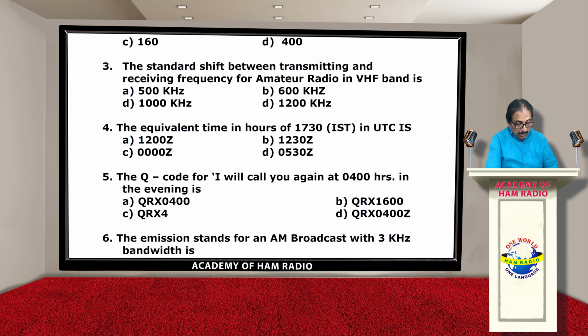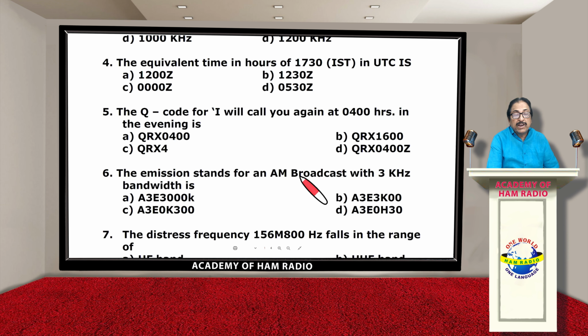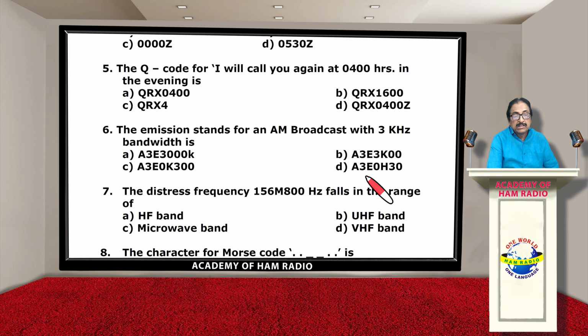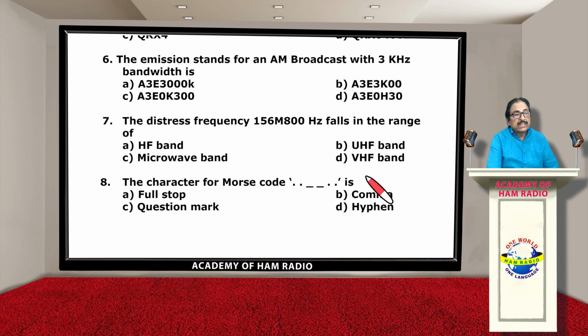Answer is Bravo. The emission for an AM broadcast with a 3 kHz bandwidth is... This is the sixth question. Here the bandwidth is 3 kHz. All this A3 is meant for AM broadcast only. Here 3 kHz is the frequency, the bandwidth related.